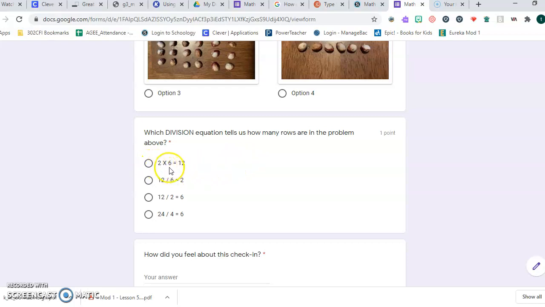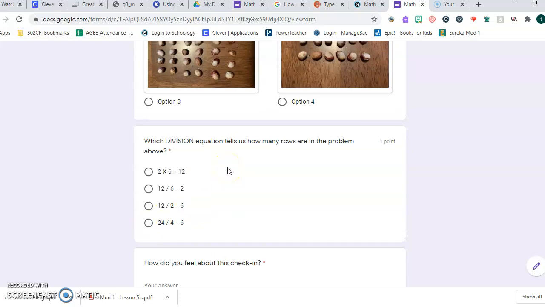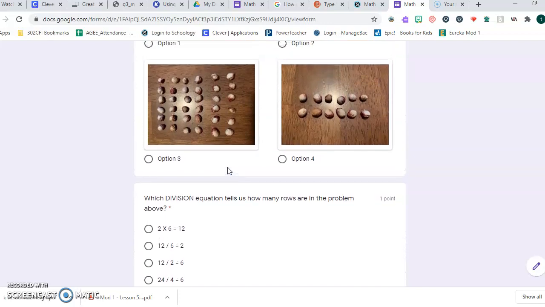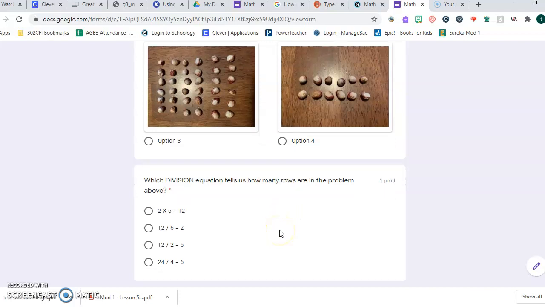Is it 2 times 6 equals 12? Is it 12 divided by 6 equals 2? Is it 12 divided by 2 equals 6? Or is it 24 divided by 4 equals 6? You have to make your choice for which division equation tells us how many rows are in the problem.